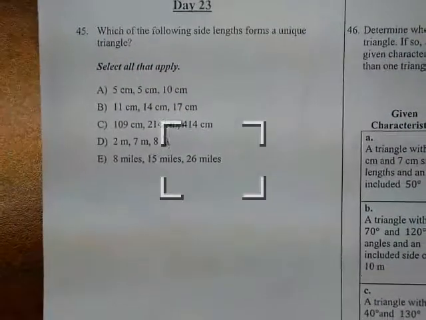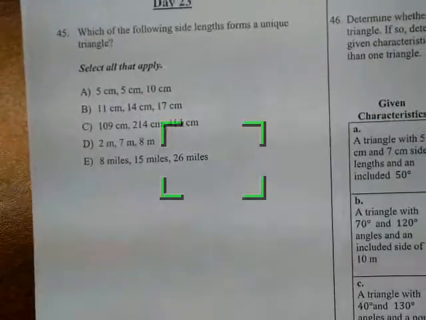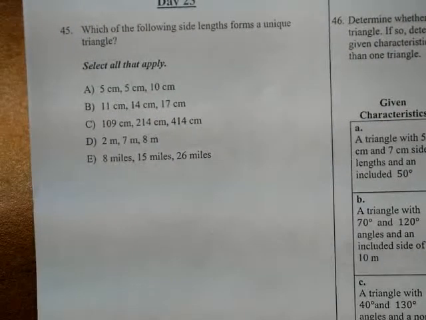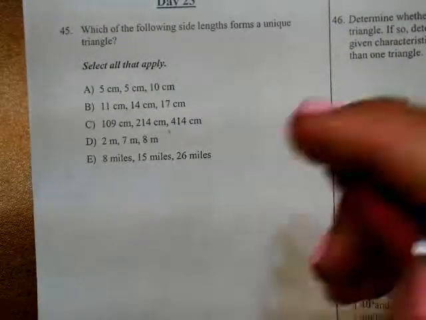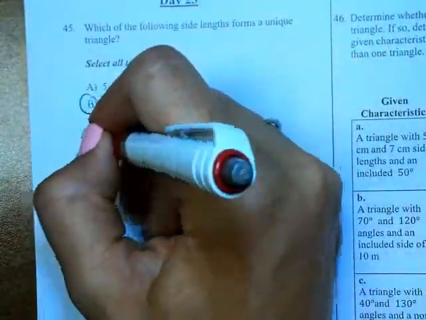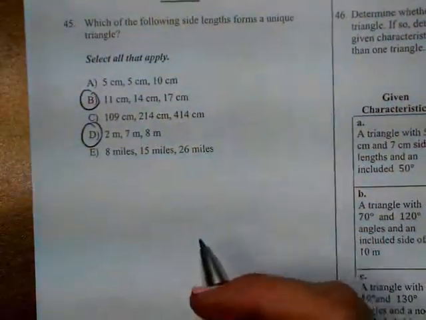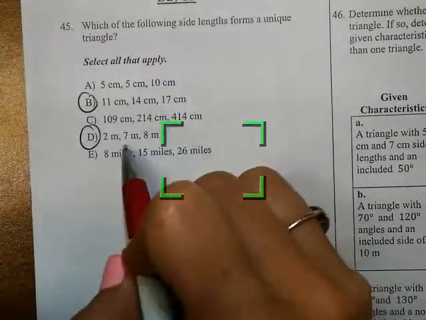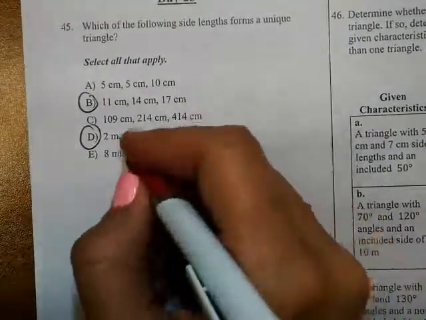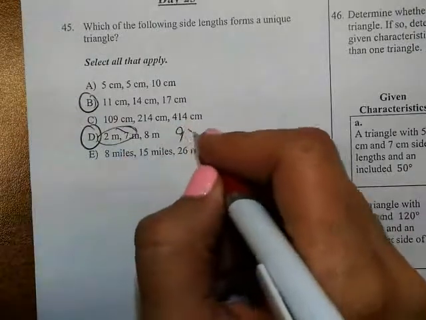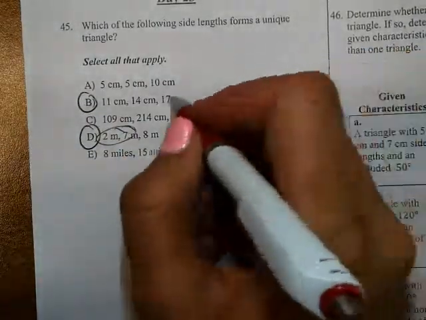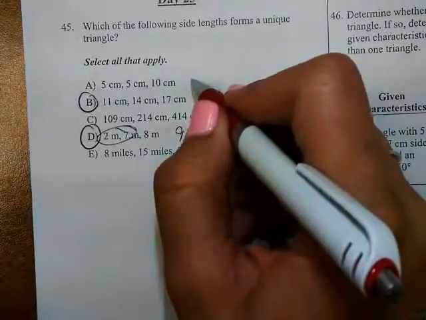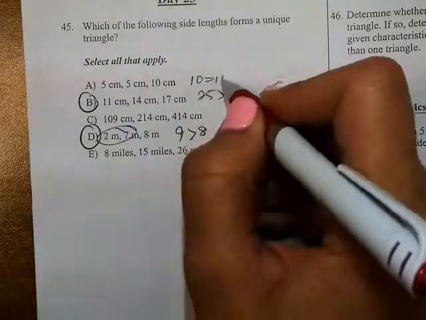Which of the following side lengths forms a unique triangle? So, the answer choice is B and D. All right, a unique triangle. Let me see if this is 9. So if I add these two up, 9 is larger than 8. Yes. 25 is larger than 17. Yes. This isn't a unique triangle because 10 is equal to 10, so that's not unique.